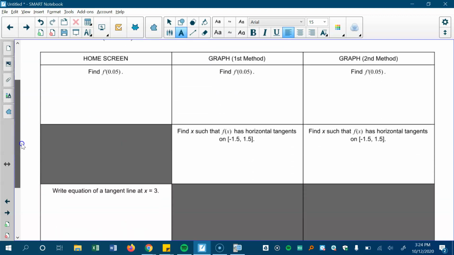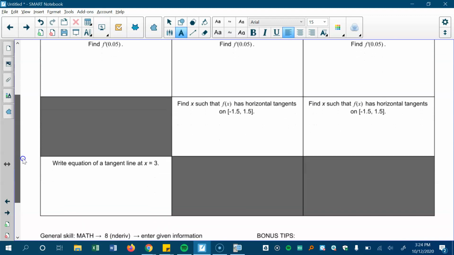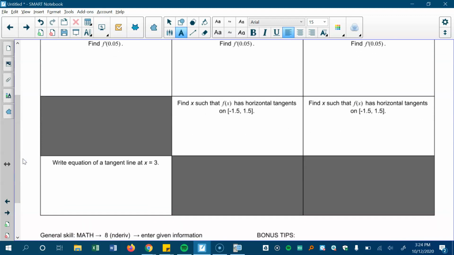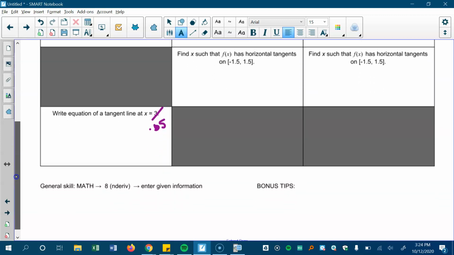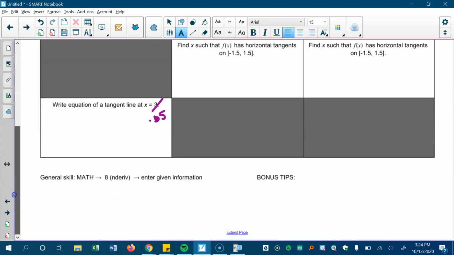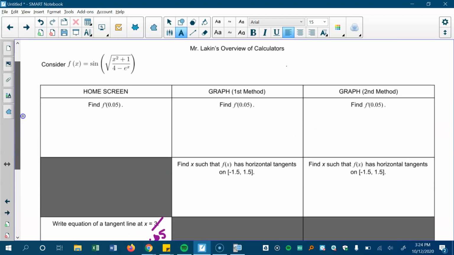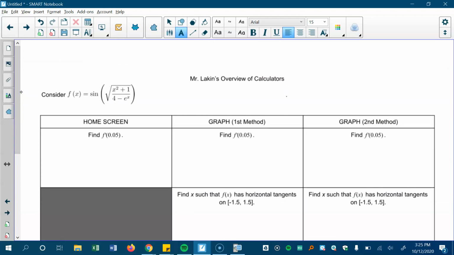We need the horizontal tangents, wherever x exists, where f has horizontal tangents. We need to write an equation of a tangent line at x equals, this should actually say 0.03. We'll do 0.05 actually. So we'll do all of that here. I have a spot on the bottom that has some bonus tips. So anything that I'm writing, anything that I'm saying, feel free to jot down. That might be a good tip for you to know.